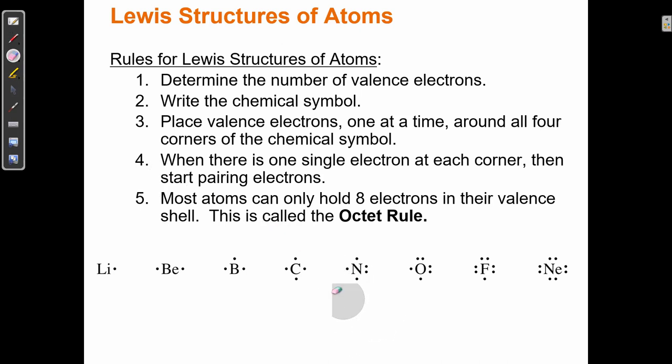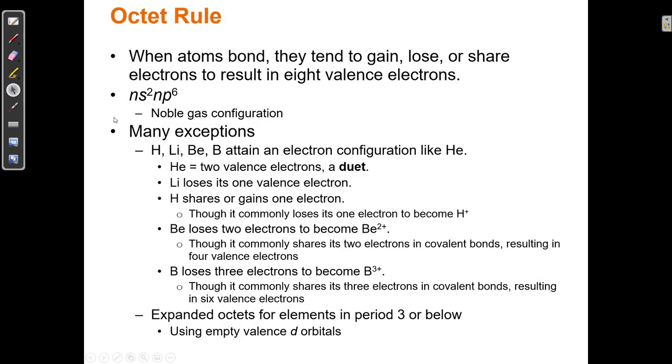So most atoms can only hold eight electrons. We call this the octet rule. So a lot of the atoms that we'll be looking at, carbon, nitrogen, oxygen, fluorine, most of the elements in the second row of the periodic table, they can only have eight electrons in their valence shell. But there are exceptions to this octet rule. In fact, there are lots of exceptions.